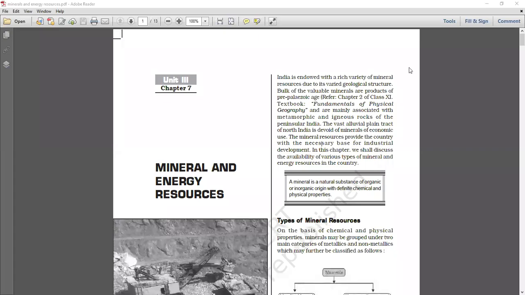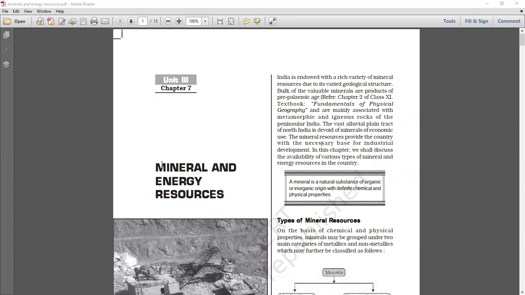Okay, students, today we are going to revise Chapter 7, that is Mineral and Energy Resources of Geography, Part 2. So let's start the chapter with the title name, that is Mineral and Energy Resources. What do you understand by resources? Resources means everything available in our environment which satisfies our need.